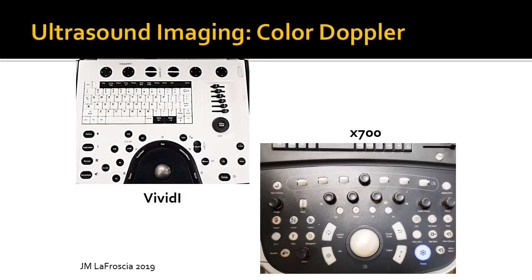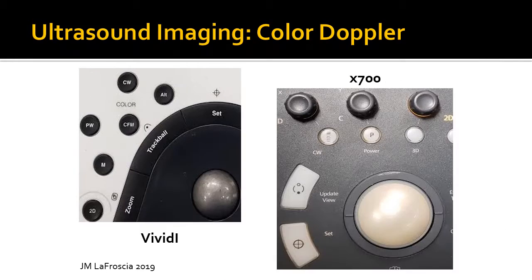And our old friends GE and Siemens are here. Zooming in, we can see there are different ways to denote the color Doppler function. GE consoles are actually labeled as CFM, or color flow mode. For Siemens, they simply use the letter C. Press these buttons to activate color mode.